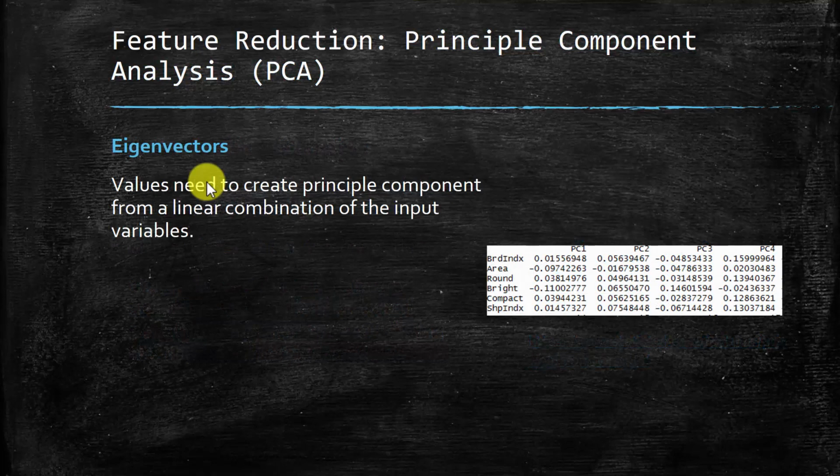This is done using an eigenvector and an eigenmatrix. So you basically have some input variables, and to get the principal components, it's just a linear combination of those variables. You multiply the value in that sample by a weight, and then you add them all up, and that gives you the principal components. So again, it's a linear combination. These eigenvectors are like the coefficients that go before each variable, and you add those together to sum the principal component. So it's the values needed to create principal components from a linear combination of the input variables.